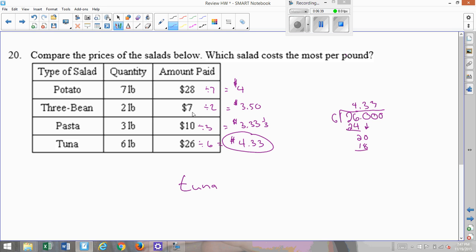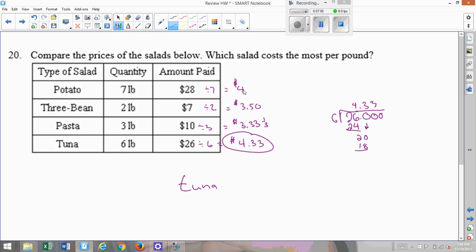What is 7 times 4? Or excuse me, what's 2 times 4? That's 8. So that one's less. So you know that the 3 bean is less. All right, so 4 is still our number 1. What's 3 times 4? It's 12. This $10 is still less than that 12.